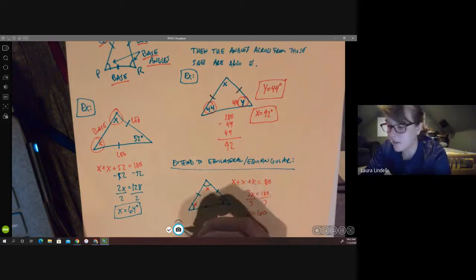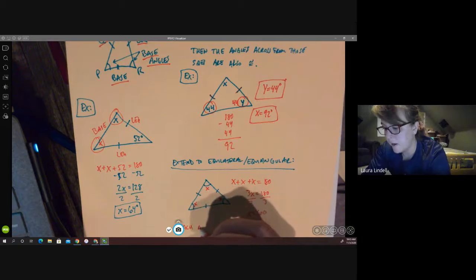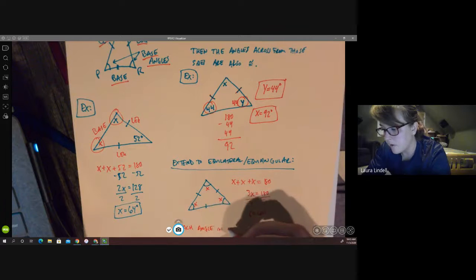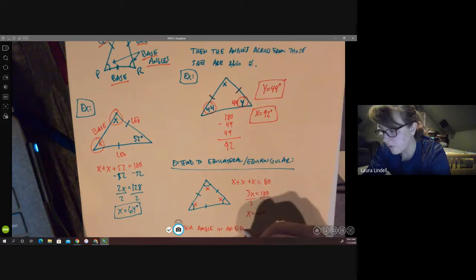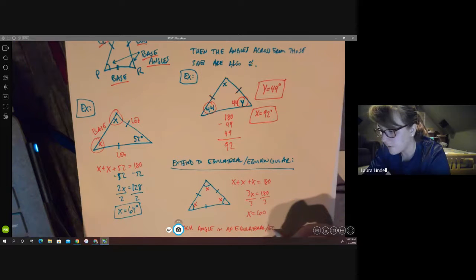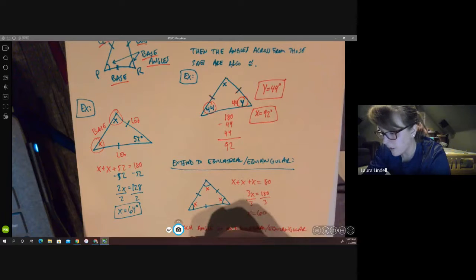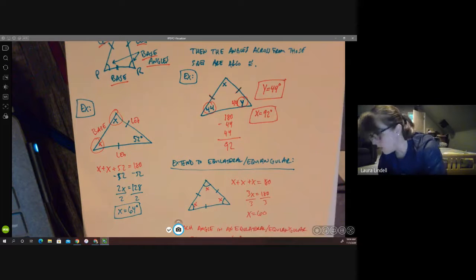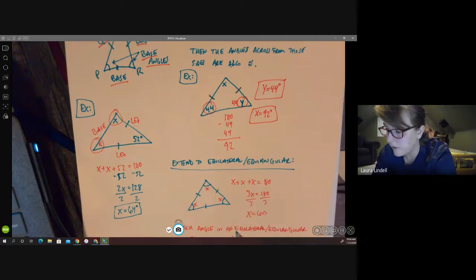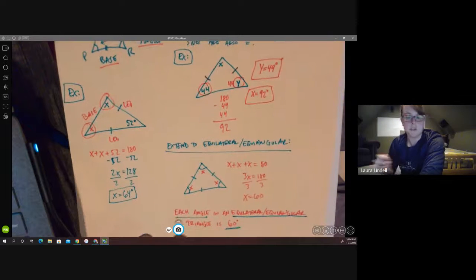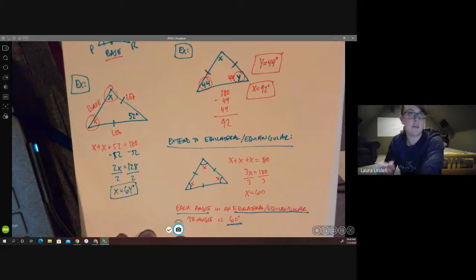So that tells me that each angle in an equilateral / equiangular triangle is 60 degrees. So that's just a fact to tuck away for later. Each angle in an equilateral or equiangular triangle measures 60 degrees. No matter what.